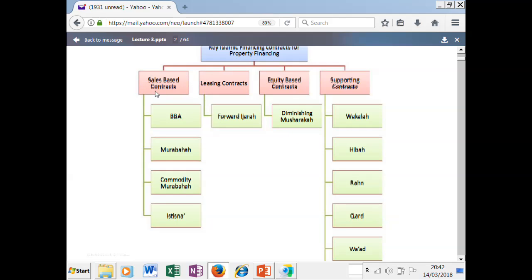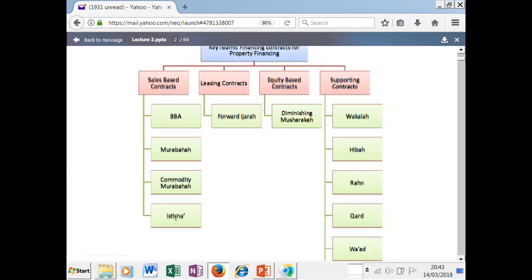And for the sale-based contract, BBA is normally used by Bank Islam, Maybank, CIMB and many more. Also murabaha, which is a markup cost. Some banks use markup cost together with BBA. They sell the property first, and then require you to pay on an installment basis. That is BBA, which is deferred installment payment. So they combine BBA and murabaha, and sometimes also commodity murabaha, which looks at a commodity as the underlying asset.